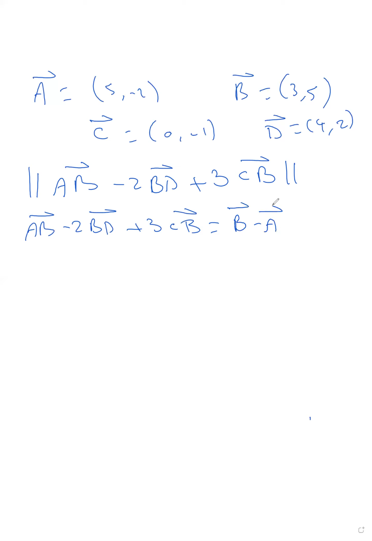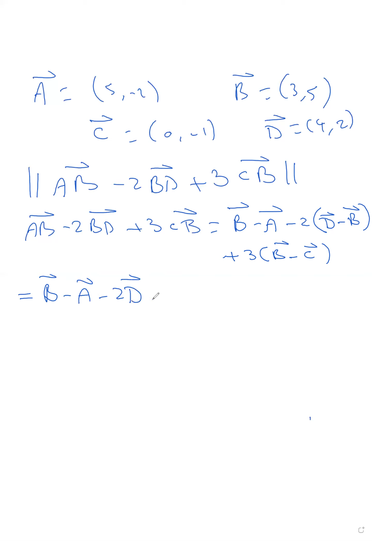vector B minus vector A, minus 2BD, which means vector D minus vector B, plus 3CB, which means 3 times vector B minus vector C, and simplify them. So it becomes vector B minus vector A, and distribute the number: minus 2D plus 2 vector B plus 3B minus 3C, and simplify them.